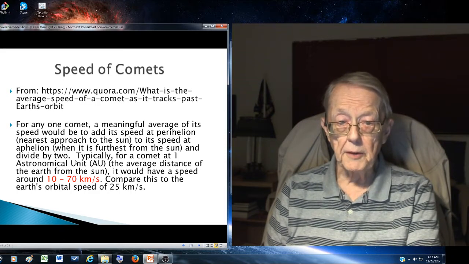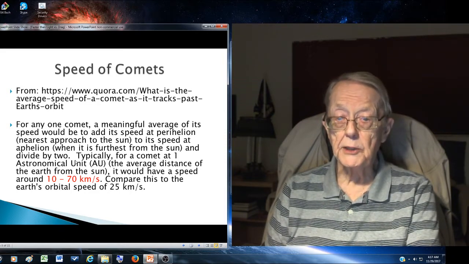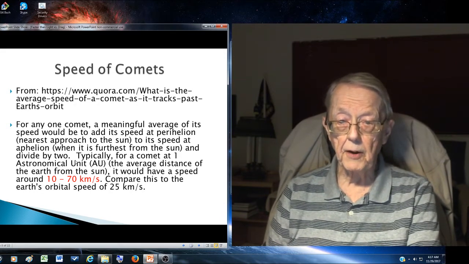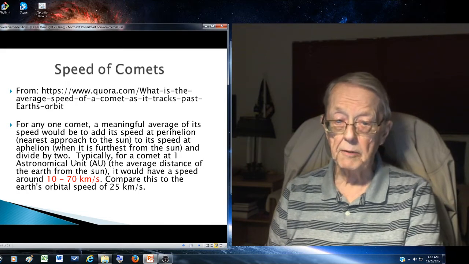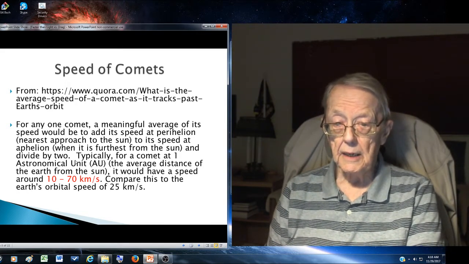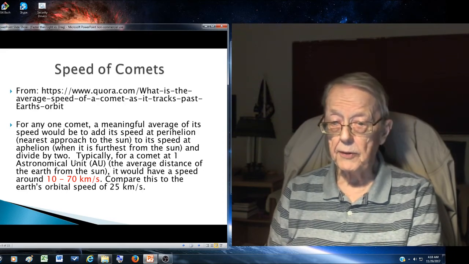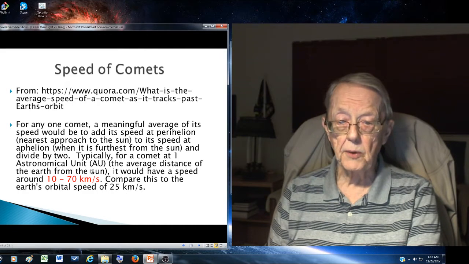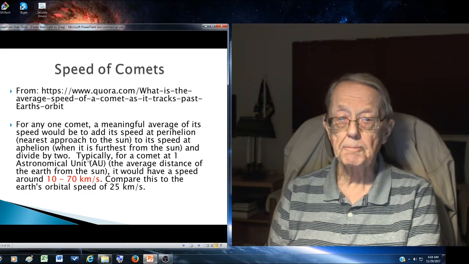Typically for a comet then, at about 1 astronomical unit, the distance of the Earth from the sun, if it's that far away, it would have a speed of around 10 to 70 kilometers per second, which varies around the speed of the Earth, which in this article they say is 25 kilometers per second.